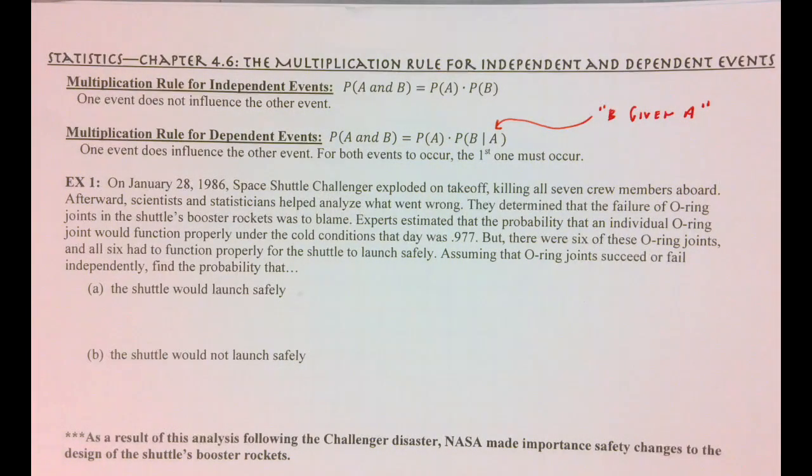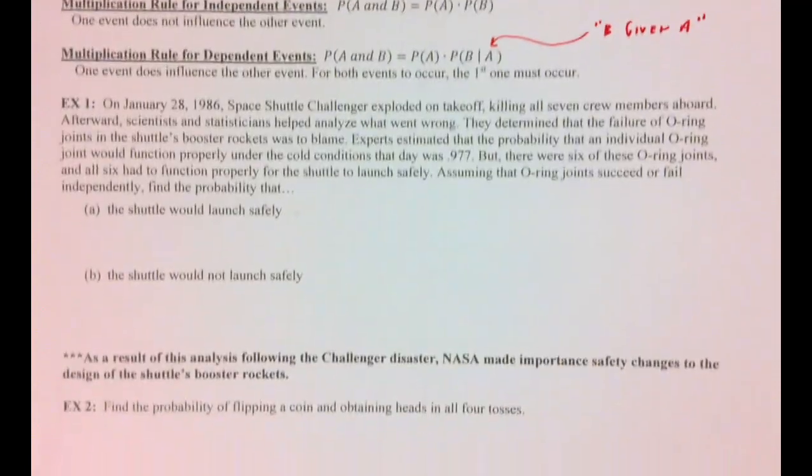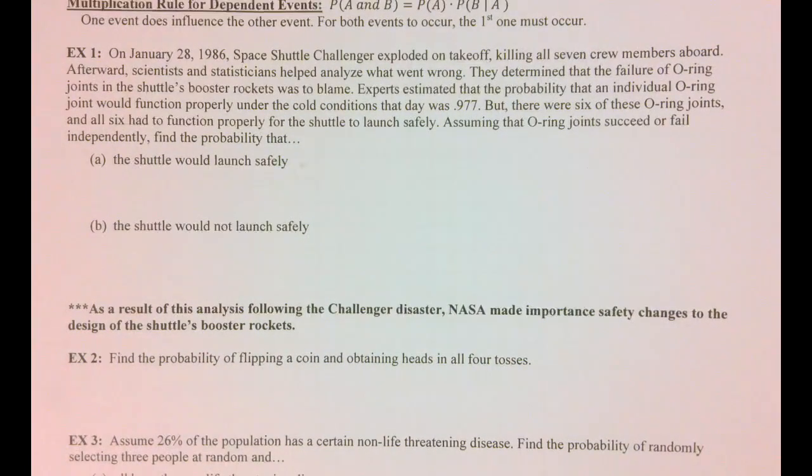All right, I have a bunch of examples ready to go. Here we go. So first, on January 28th of 1986, Space Shuttle Challenger exploded on takeoff, killing all 7 crew members aboard. Afterward, scientists and statisticians helped to analyze what went wrong. They determined that the failure of O-ring joints in the shuttle's booster rockets was to blame.